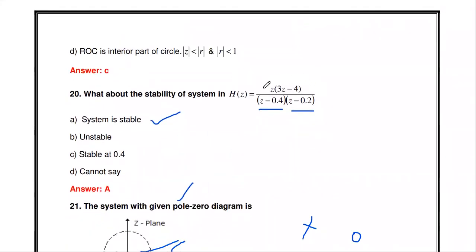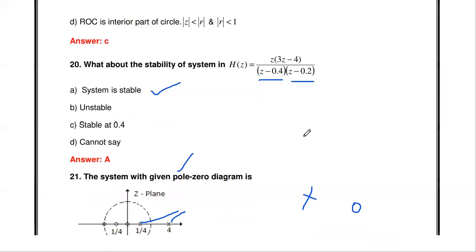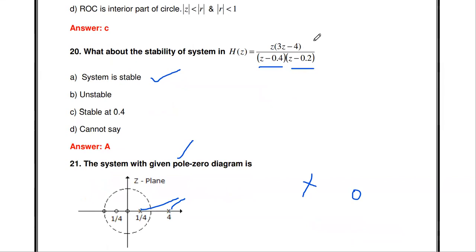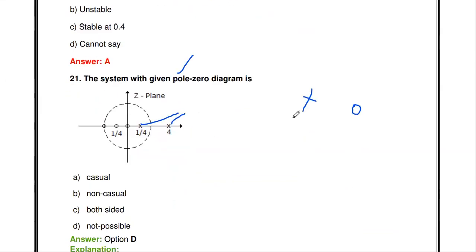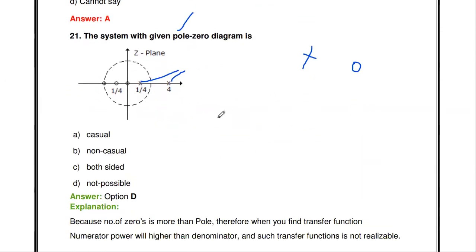So if the number of zeros, the roots of the numerator polynomial, is 3, the numerator polynomial is a third order equation, but here there are only two poles. So the order of the denominator polynomial is 2. Usually while designing a system, the numerator polynomial order should be less than the denominator polynomial order.